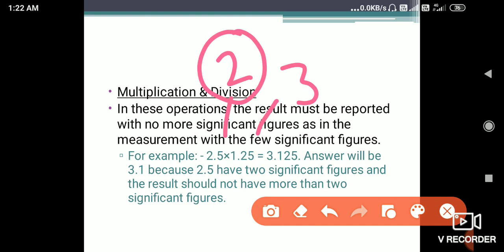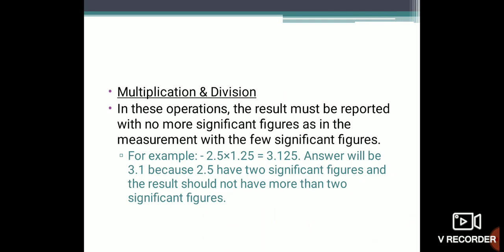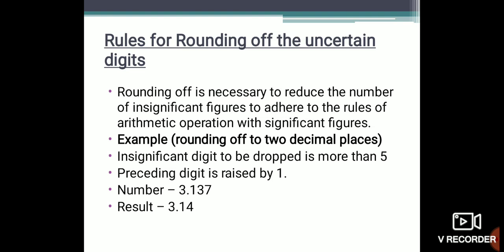As soon as you have multiplied, the answer that has come is 3.125. The result should also have two significant figures. So here the result will be 3.1 only, because 2.5 has two significant figures and you have to follow the number which has the least significant figures. It means the result should also be mentioned in two significant figures, and the result is 3.1. Hope you all understand.